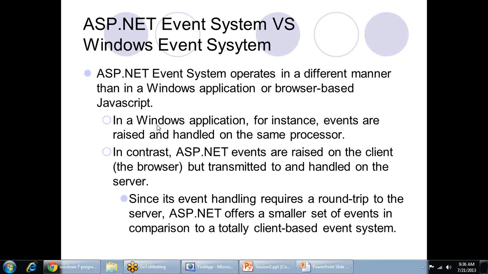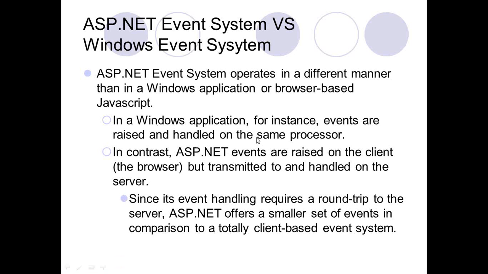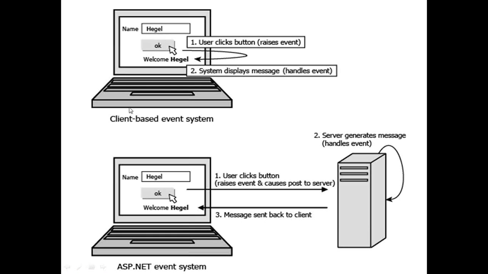Okay. So in the Windows application, events are raised and handled on the same processor, while in ASP.NET, events are raised on the client, transmitted, and then handled on the server. Okay, this is what the difference is. Let's say this is a Windows application. So the event will be raised and handled on the same processor, and here the event will be raised when the client clicks on the button, it will be transmitted to the server, handled, and then the response will be sent back to the client.